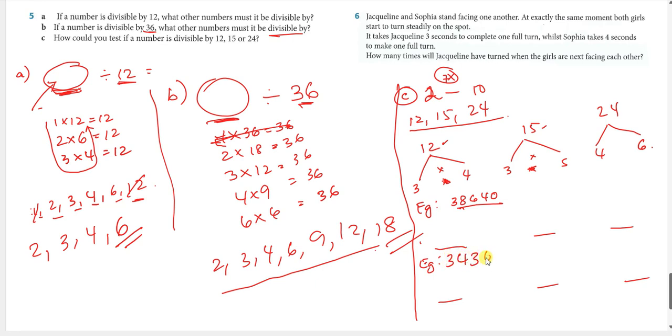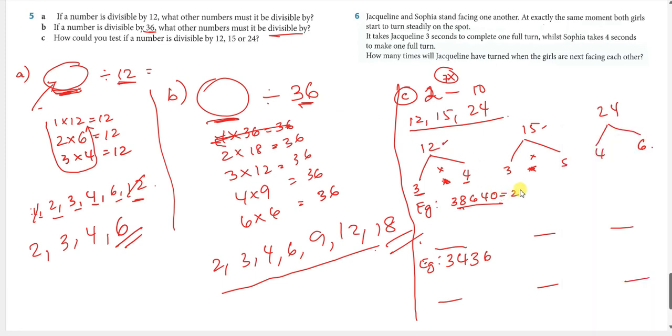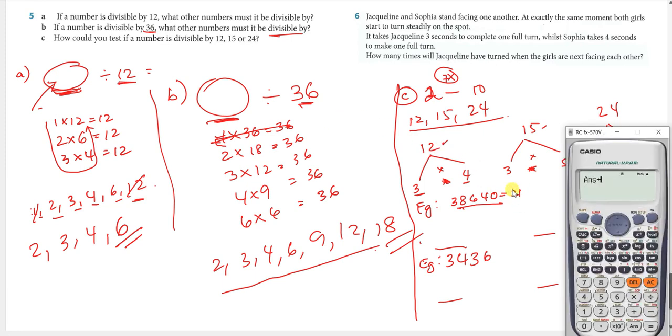First with 12, we have to see if we can divide this number by 3 and by 4. For 3, the rule is we have to add all the digits. So let's add: 3 plus 8 plus 6 plus 4. The answer is 21. Can we divide 21 by 3? Yes, it's possible. So that is one green tick.